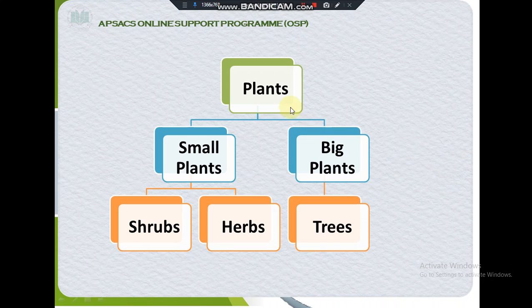Plants can be classified into big plants and small plants. Big plants are called trees, and small plants are called shrubs and herbs.